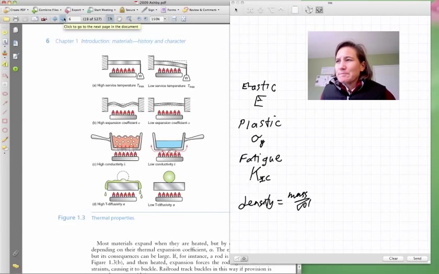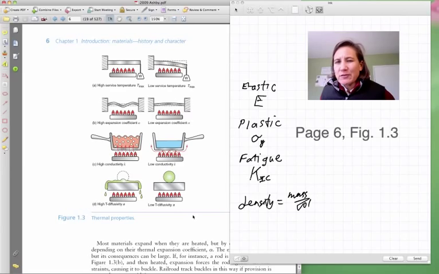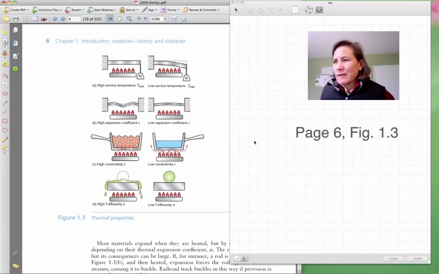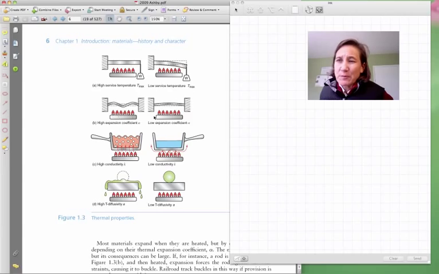Now, if you go to the next page, figure 1.3, you'll see a graph of some of the thermal properties of materials. I'll just run through them here. You see surface temperature as a thermal property, the thermal expansion coefficient, conductivity, another thermal property, and diffusivity as a thermal property. And these pictures very nicely depict either end of these different types of properties. So here, high conductivity, and here, low conductivity.